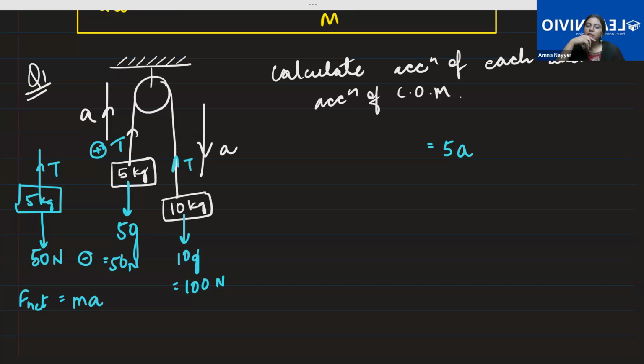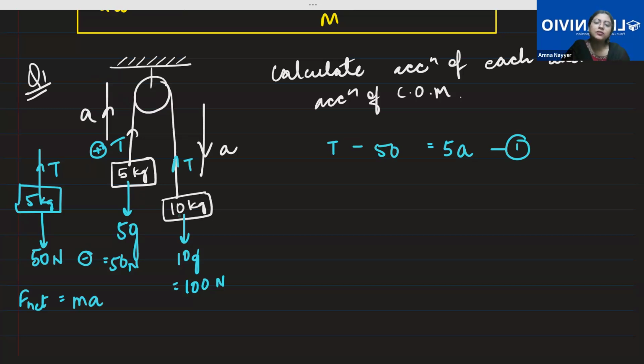T minus 50 for up and 50. No, Mariam. See, only T minus 50. Downwards is what? Nothing is here downwards. Acceleration is up. We are just solving this branch of the pulley. This will be T minus 50. That's the first equation. Now, Mariam, try for the second one.